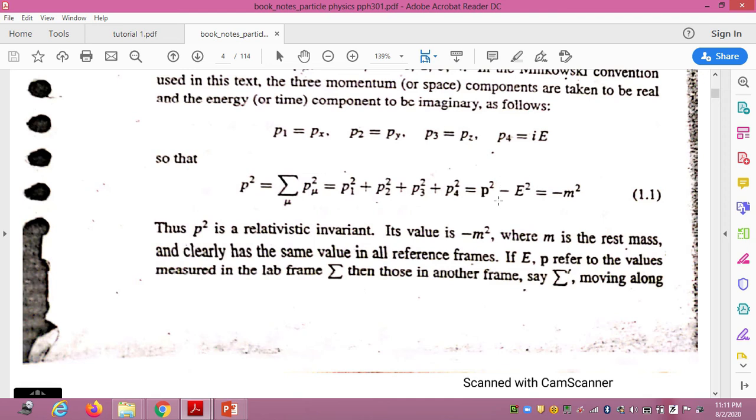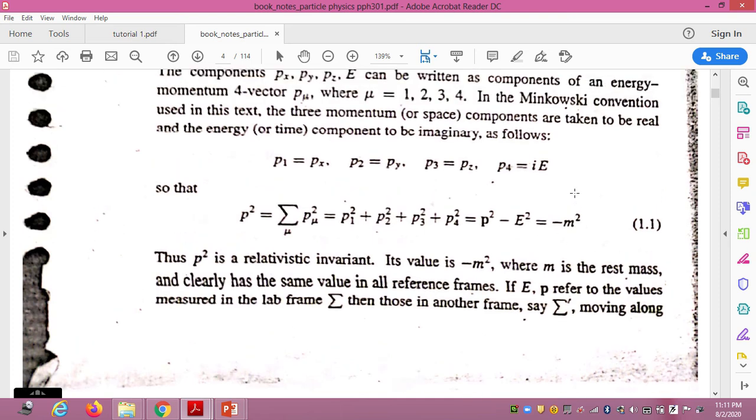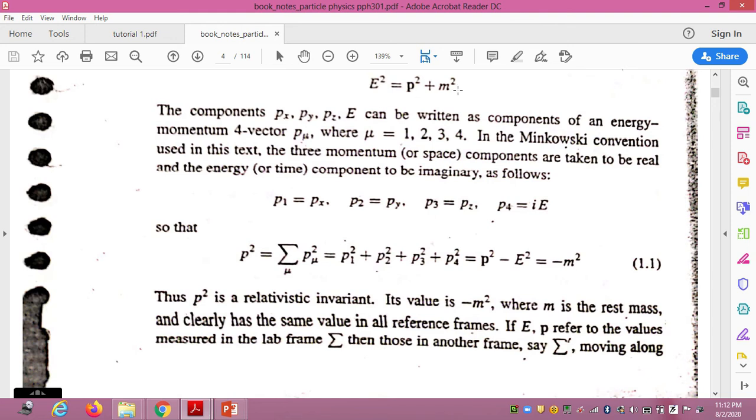Okay, so here p square minus e square is equal to m square. That can be seen from this equation which we have just solved by putting c equal to 1. This is a relativistic equation. So from here p square minus e square is minus m square. That means this p square is something which has to be relativistically invariant when we are going from one frame of reference to another frame of reference. That means the value has to be minus m square, where m is the rest mass.